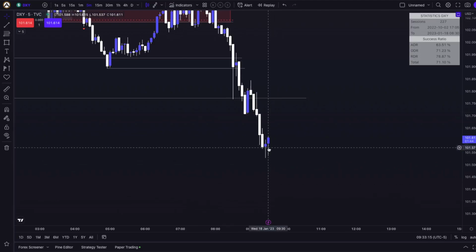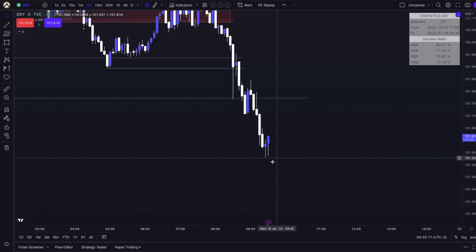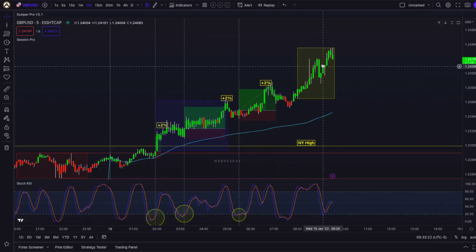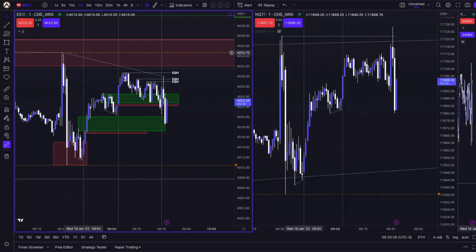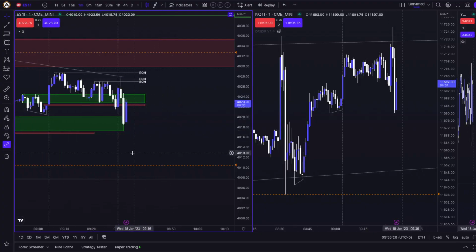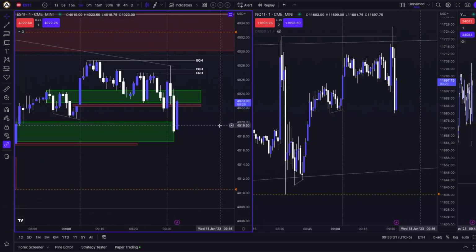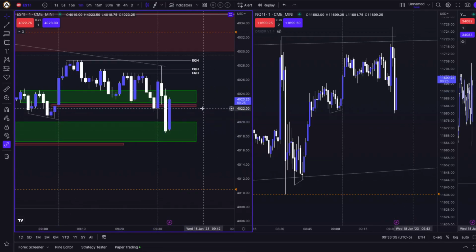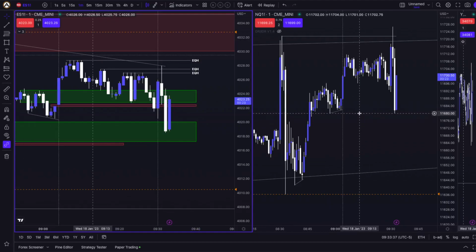The DXY looks like it's forming a short-term low right here. Pound US dollar basically doing the exact opposite, like expected. And an immediate buyback up. So let's see if this is going to be a quick.